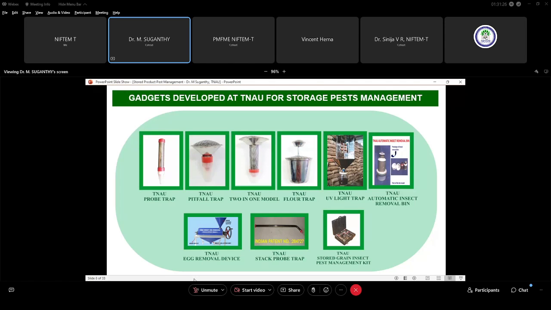If you Google Dr. S. Mohan, TNAU, you can find his website. He was the stored product entomologist. Actually, he was the one who was to take this class, but since he is out of the country, I'm handling this session on his behalf. All these devices were developed by Dr. S. Mohan, a retired entomologist from TNAU. He is a stored product entomologist, and he has designed all these traps.